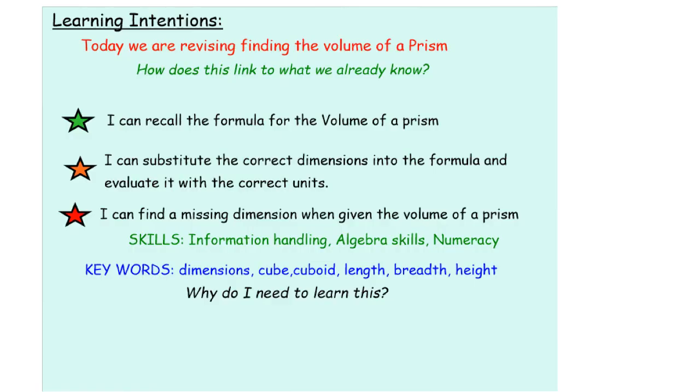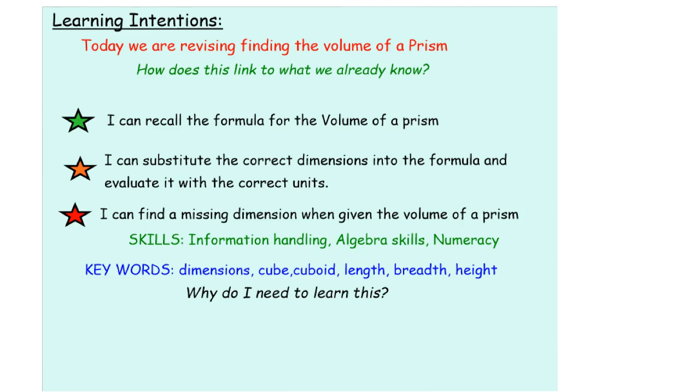So we're going to move on then, and we're going to revise volume of a prism. So our learning intentions are that we can recall the formula for the volume of a prism. We need to know that off by heart, substitute in the right dimensions into the formula, and evaluate it and make sure we use the right units. And as a bit of extension, we can find the missing dimension when we're given the volume of the prism.